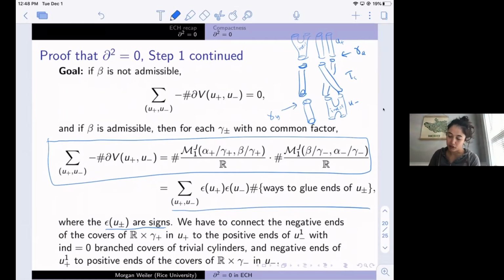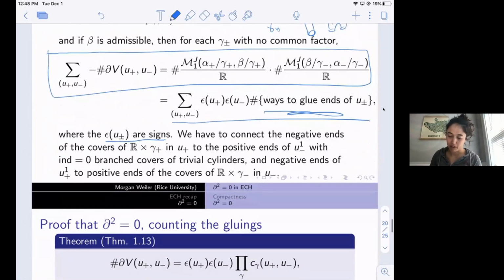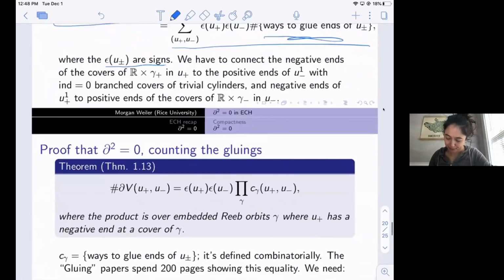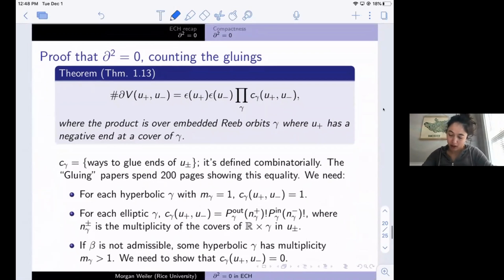So what we need to do is basically we need to count the number of ways to do this kind of thing and relate it back to this number. Okay. And I realize now that there's this minus sign that I may not have taken account of, but if we're just going to count mod 2, then it doesn't matter. Okay, so this is the big theorem of the gluing papers.